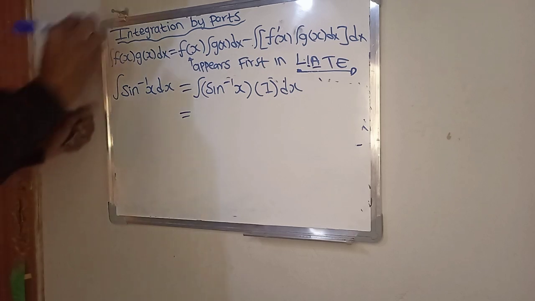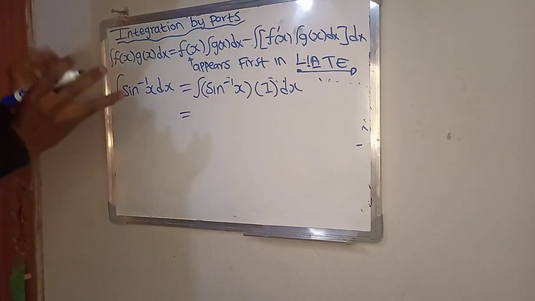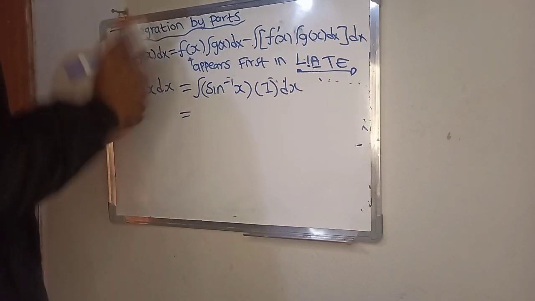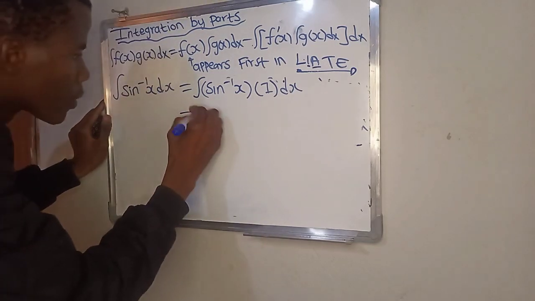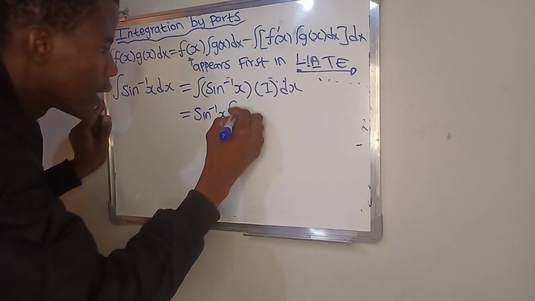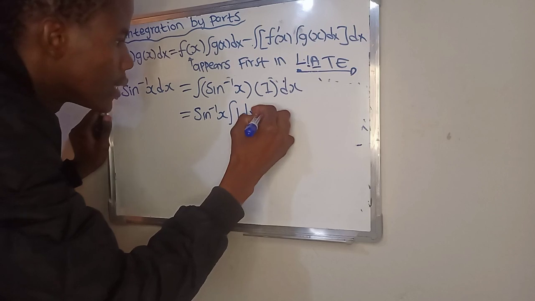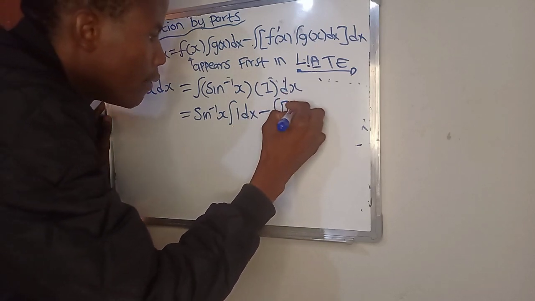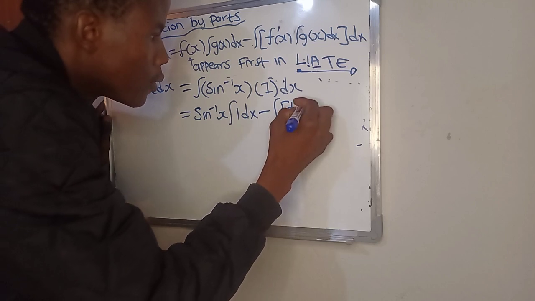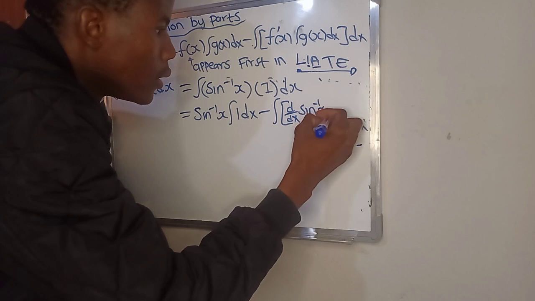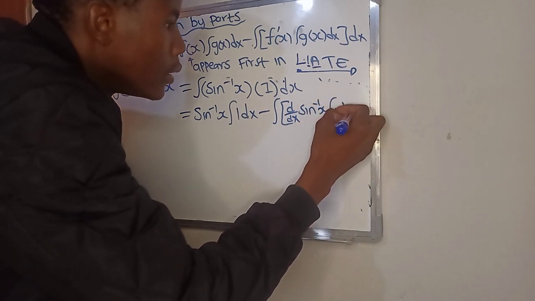You just plug into the formula. When you see f(x), you put sine inverse of x. And when you see g(x), you put 1. So I have sine inverse of x integrating 1 dx minus the integral of the derivative of sine inverse of x integrating 1 dx.